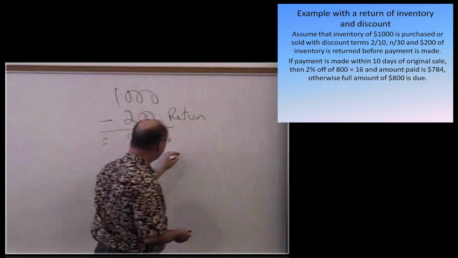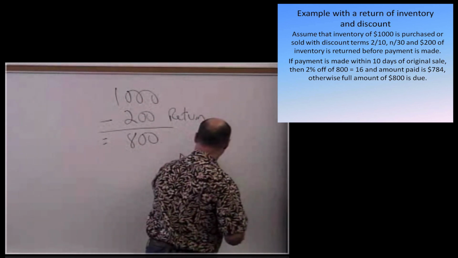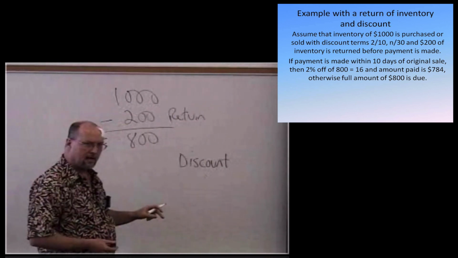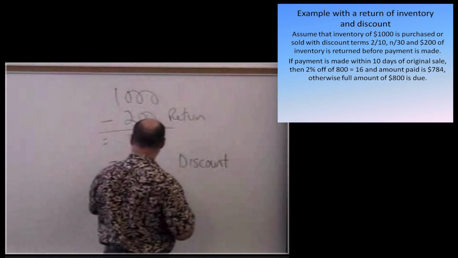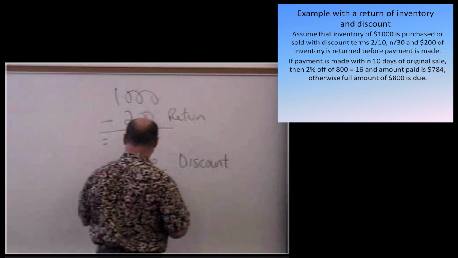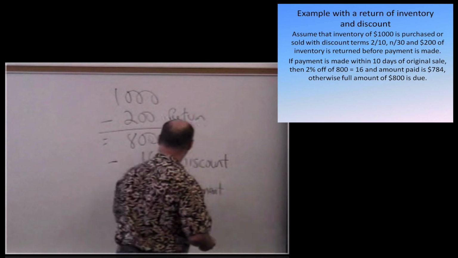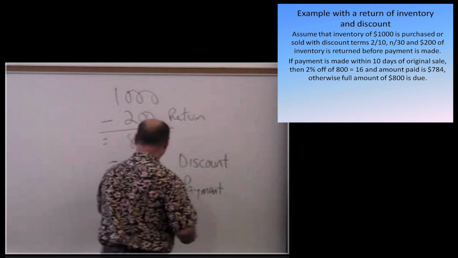If I take the discount, I multiply 800 times 2%, and that'll be a $16 discount. The payment would be $784.